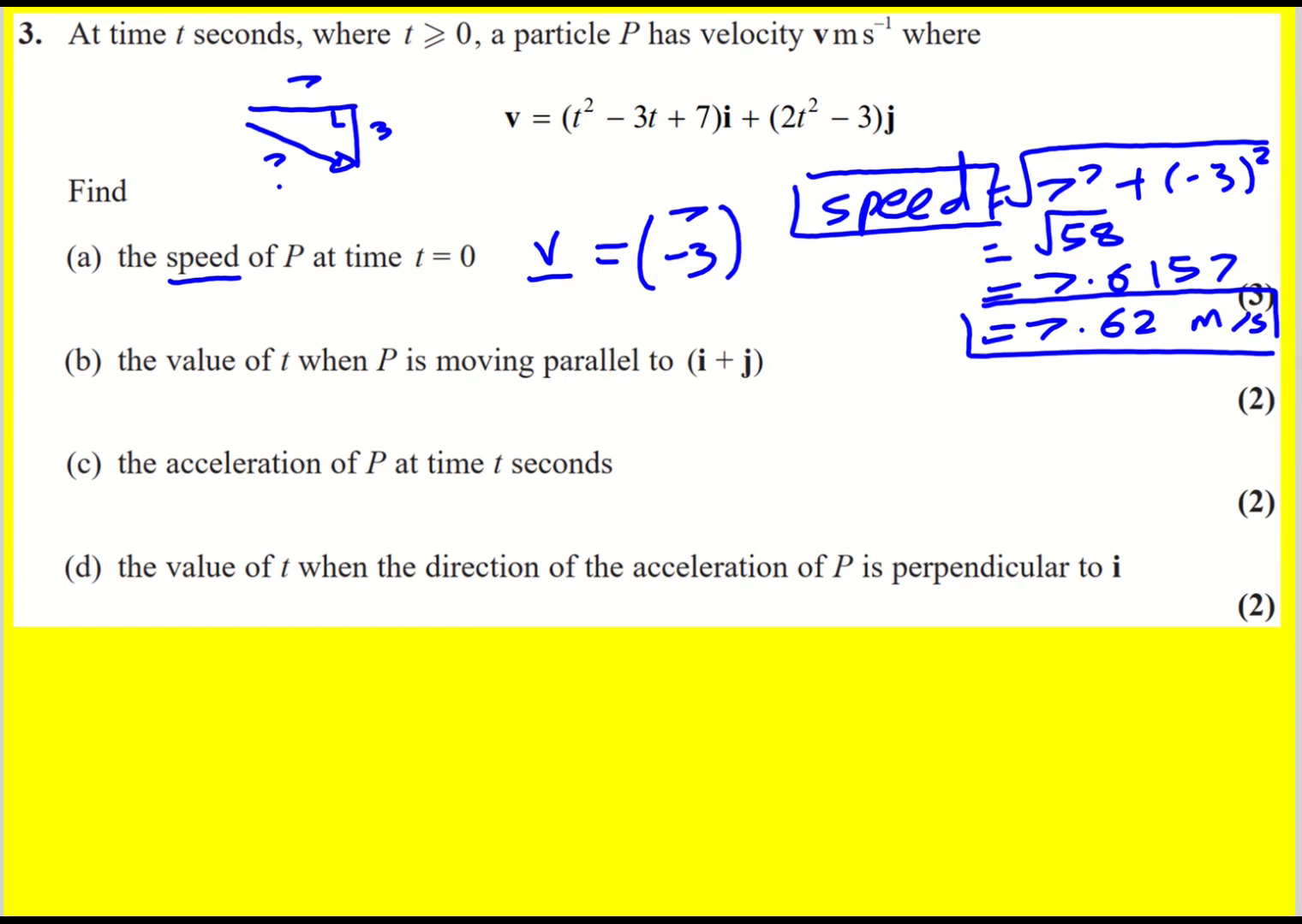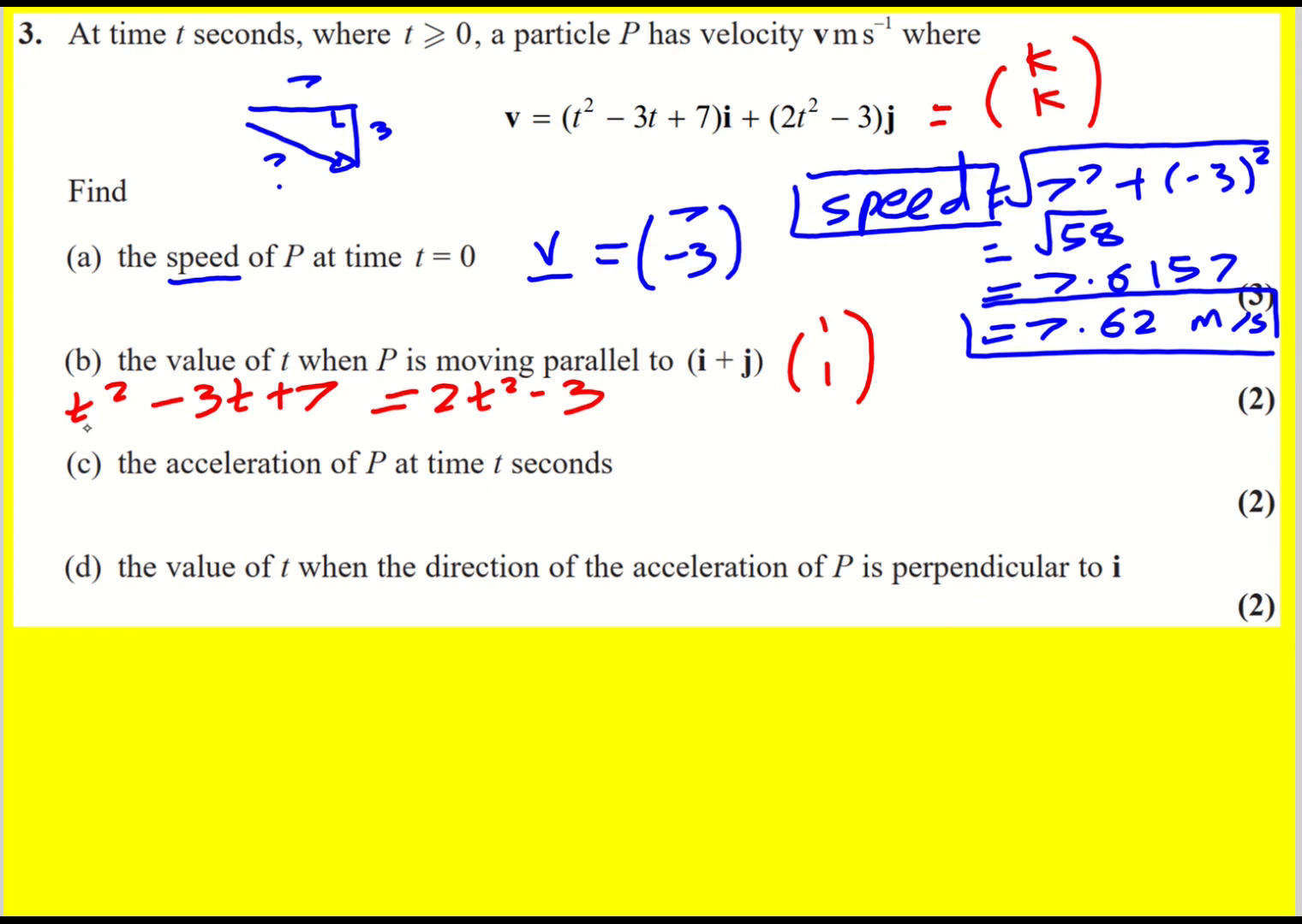Next up, the value of t when P is moving parallel to i plus j. So that's parallel to the vector 1, 1. And what that means is that the components must themselves be equal. This thing here must equal k, some value of k. But it doesn't matter. It must be, therefore, that t squared minus 3t plus 7 is equal to t squared minus 3. We don't actually need to work out the value of k. It's going to be when we set them equal, and then we've got a quadratic to solve.